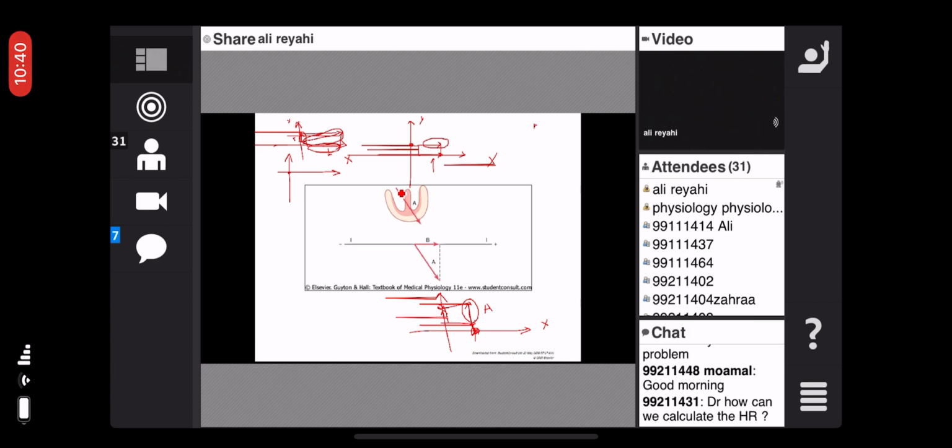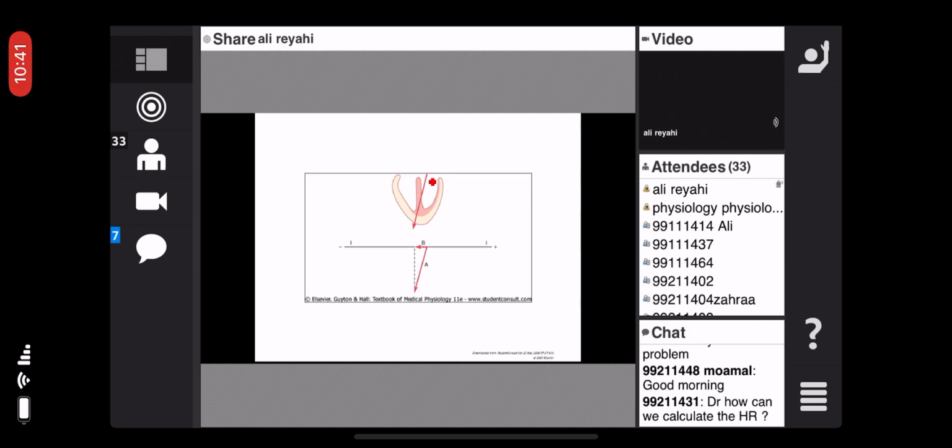So we have the electrical axis of the heart as A, and we want to draw its shape in lead 1. So we put the initial point on the center of the vectors and draw the vector in the same direction and same angle relative to the horizontal line, and we draw the perpendicular line from the endpoint to that axis, lead 1, and we have B as the representation of vector A on lead 1.